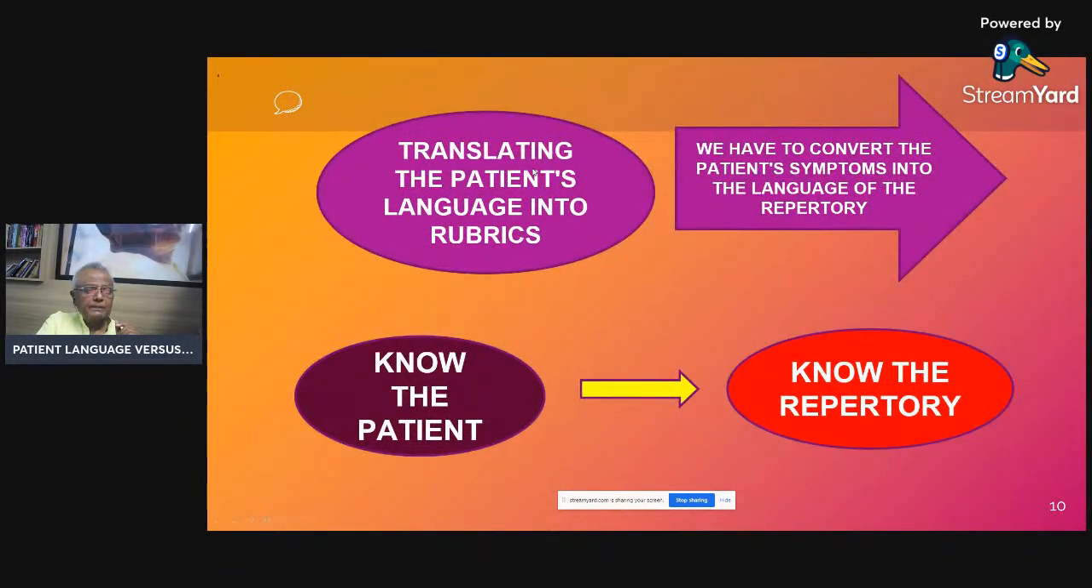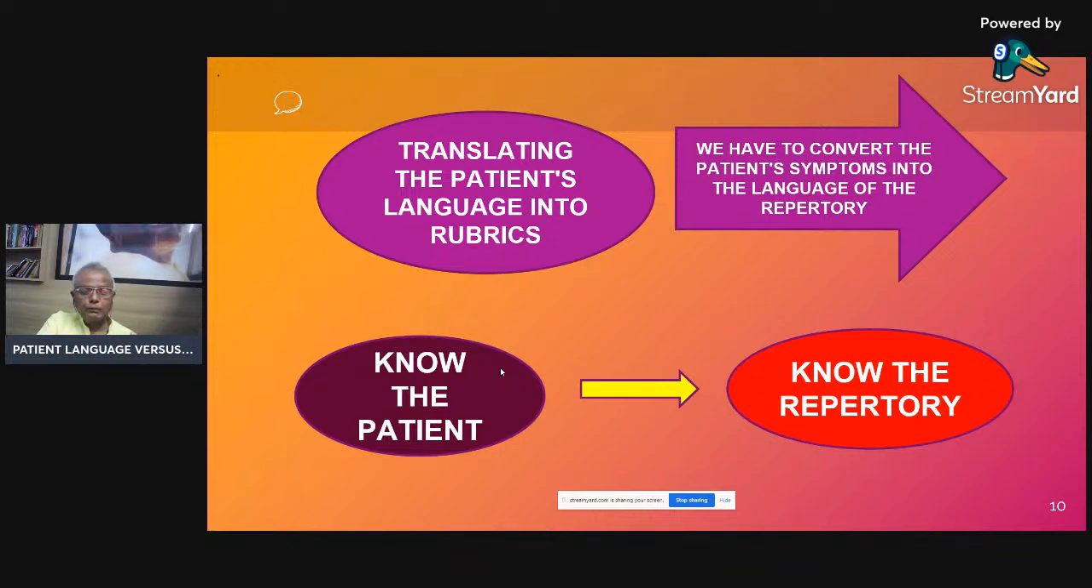So, translating the patient language into the rubric, we have to convert the patient's symptoms into the language of the repertory. Know the patient and know the repertory. I say know the patient and then you will know the repertory. When the patient speaks, you get the meaning of the repertory. So this is the great relationship. Until you know the patient, if you only see the problem, you will not be able to use the repertory. If you are able to see the patient as a whole, you will be able to use the repertory as a whole.